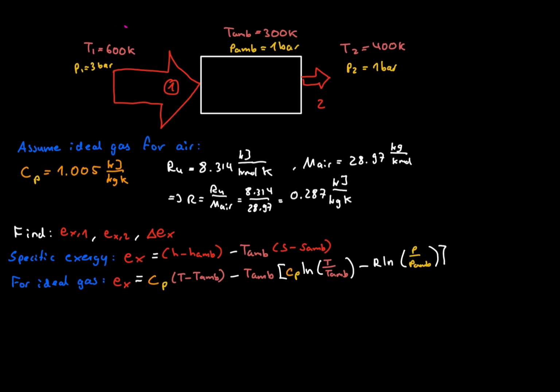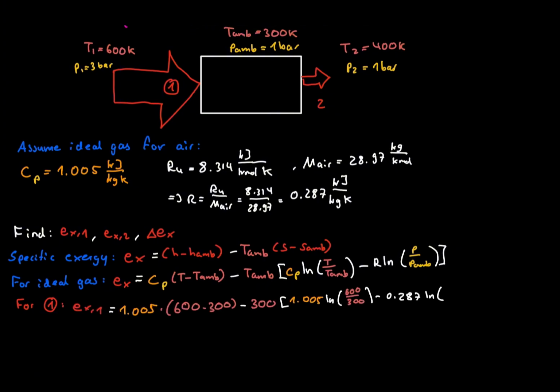Now let's calculate the inlet Exergy. At the inlet, the air is much hotter than the environment, and it also has a higher pressure. So we expect a large Exergy value. We insert 600 Kelvin for the air temperature, 3 bar for the air pressure, 300 Kelvin for ambient temperature, and 1 bar for ambient pressure. Using the ideal gas Exergy formula, the inlet specific Exergy is about 187 kilojoules per kilogram.